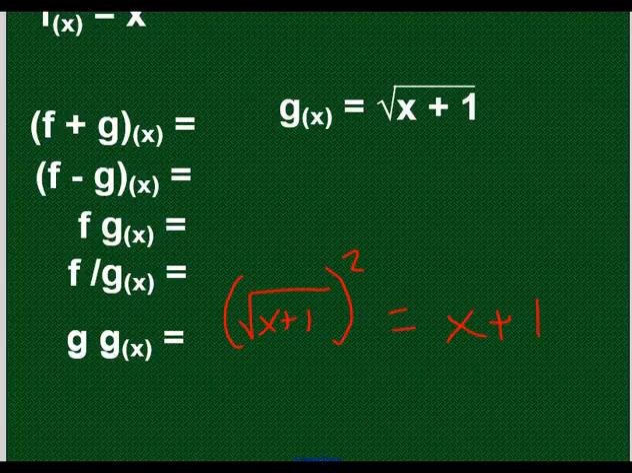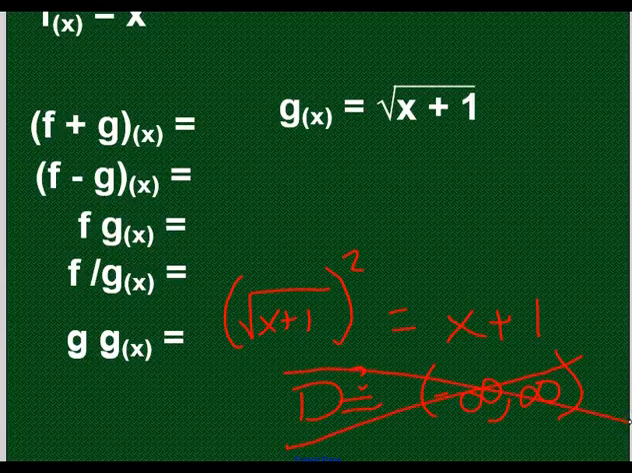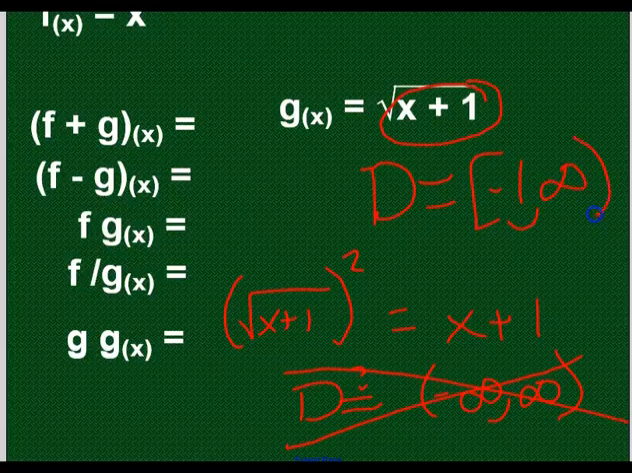Let's see, I could take any real number and add 1 to it. Does this make the domain become any real number? And the answer to that question is no. The domain of g still has to be respected. If it's not in g, then it won't be in g times g of x. So the domain of this resulting function is still negative 1 to positive infinity.